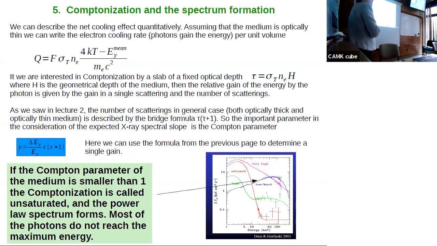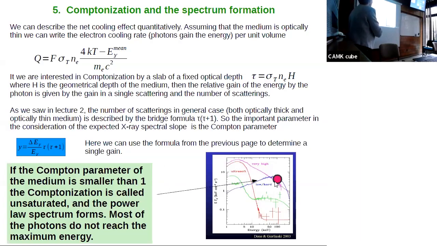So for a given medium, we can estimate the net change in the photon energy introducing Compton parameter. This Compton parameter is the change of the energy in a single scattering, given by this 4kT over m_e c squared times tau plus one. So now if we know the temperature of the medium and the optical depth, we actually should check whether the value of this Compton parameter is appropriate, because our derivations assumed that the net gain is not too large. So actually our derivations assume that this Compton parameter is smaller than one, can be close to one, but it shouldn't be much, much larger than one.